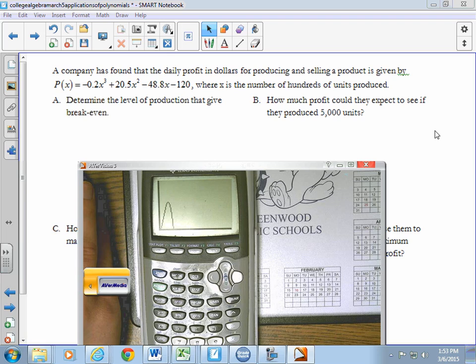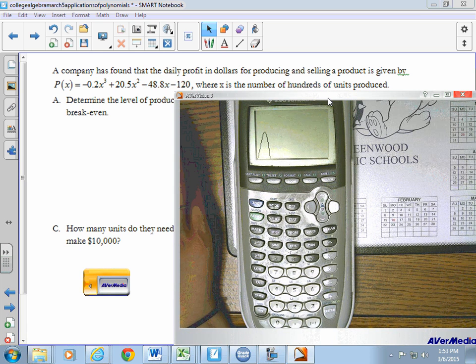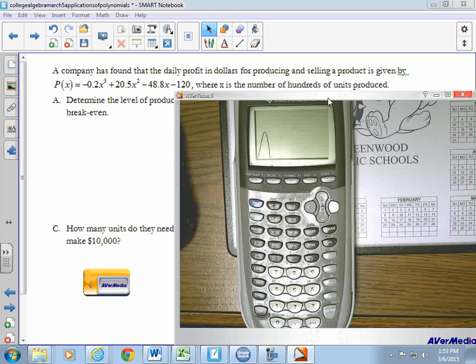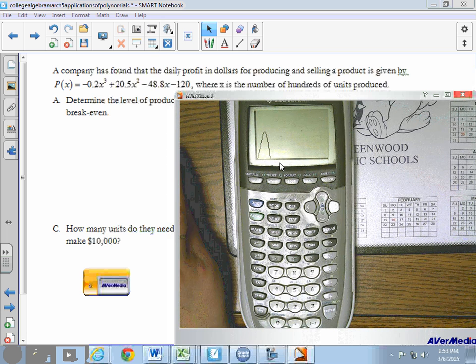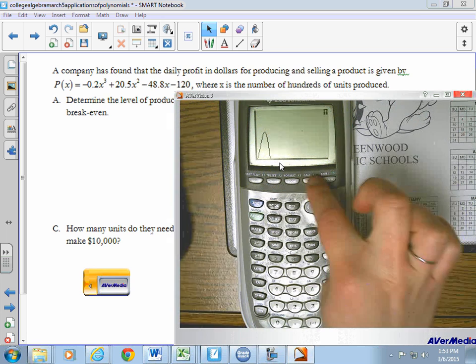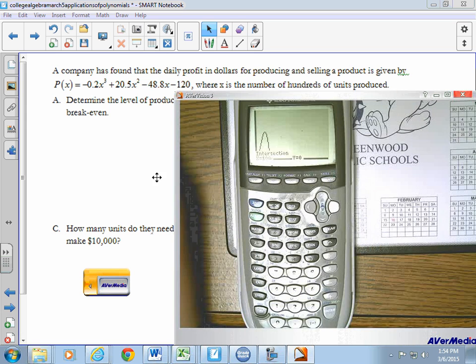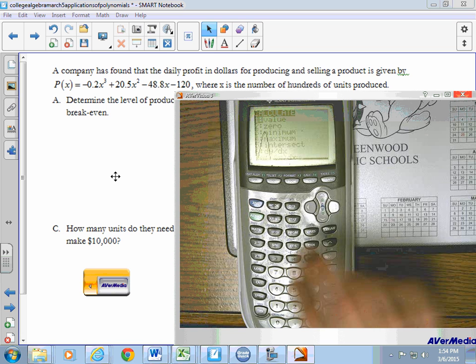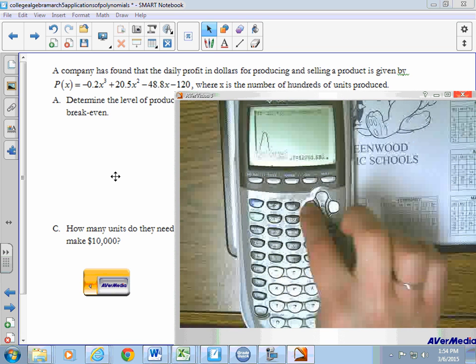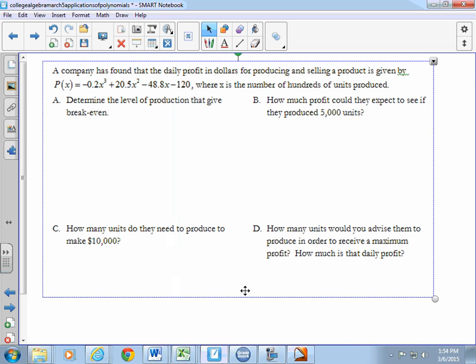Now, determine the level of production that gives you a break even. Well, what's a break even in profit? 0, right? So, how many answers should I get? 2. So I'm going to go to second trace 5, push enter 3 times, and I get 100. And then if you go to the second trace 5 and move over to the left hand 0 and push enter 3 times, you get 4. And neither one of those are the correct answer.